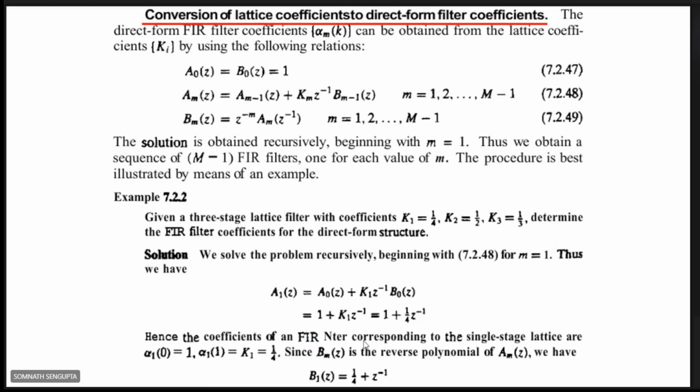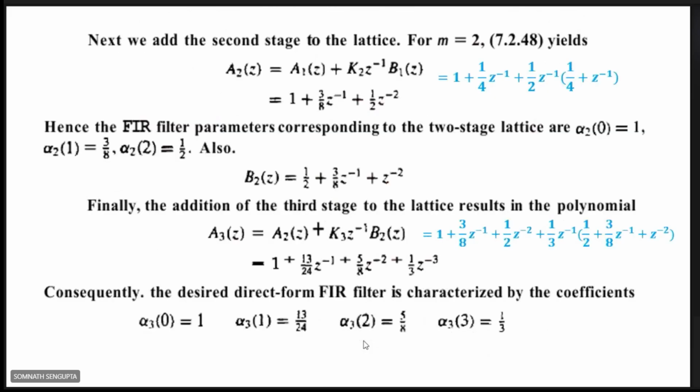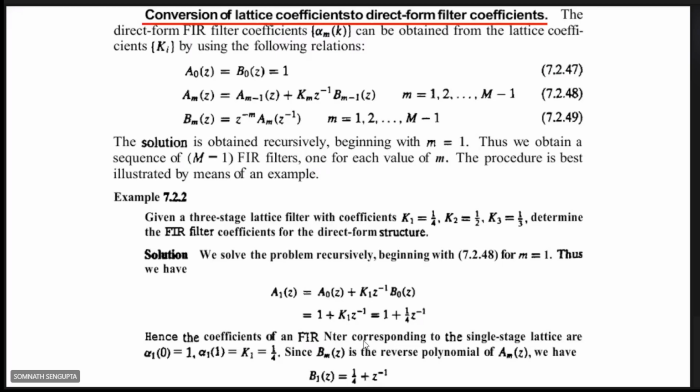Then a1z is known. Then a2z calculated. Then a3z calculated. And at the same time, b1z, b2z, and b3z can be calculated from the reverse polynomial concept. Bz is the reverse polynomial of az. So this concept was used to convert the lattice coefficients to direct form filter coefficients.